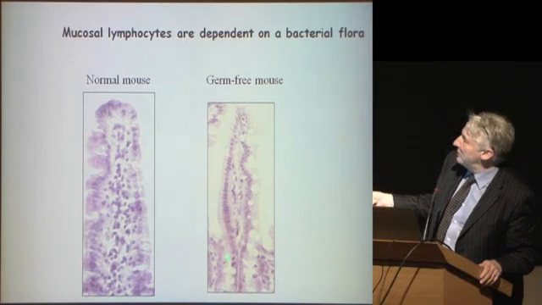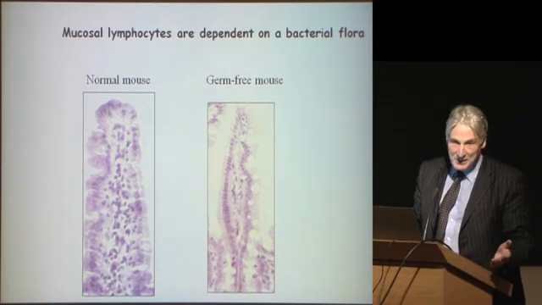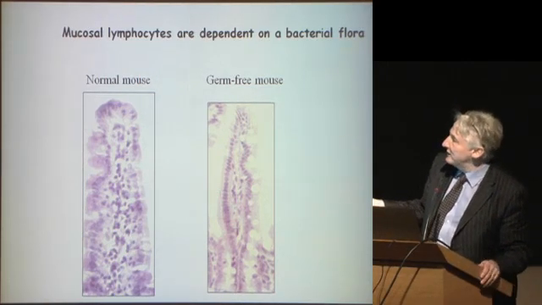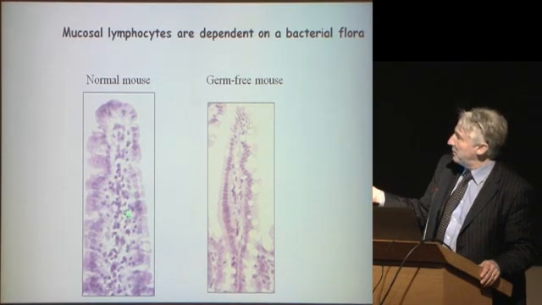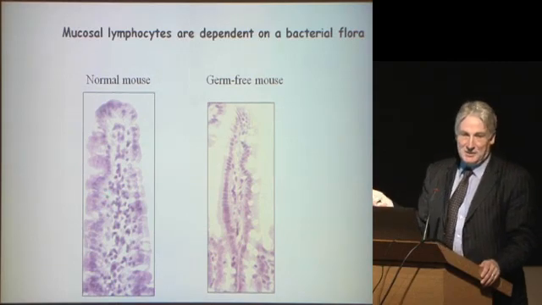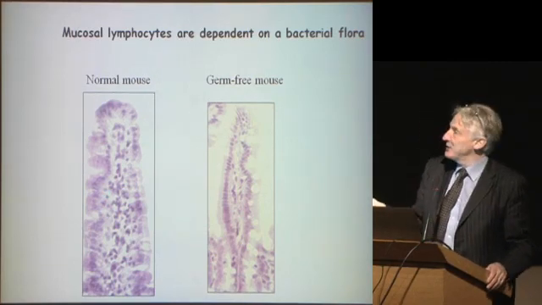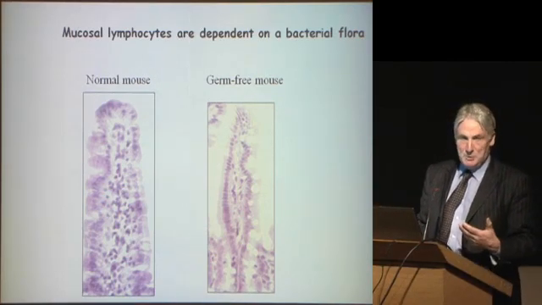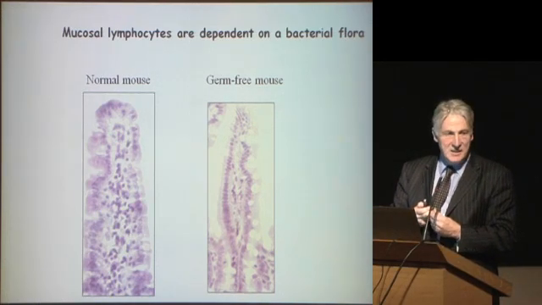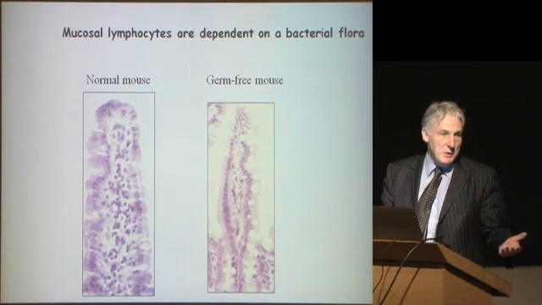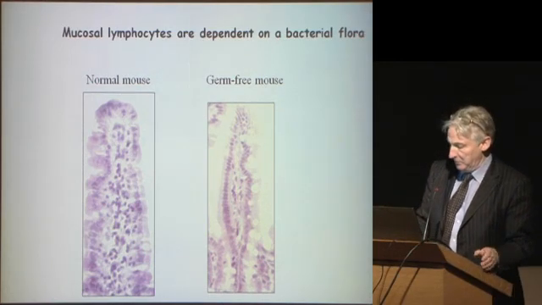So here's a germ-free mouse. They haven't got any immune cells in their gut. There isn't any. And here's a normal mouse. If anyone knew histology anymore, that's a plasma cell there. That's a lymphocyte. So you don't need markers to tell them. So clearly the flora is driving all sorts of immune responses. And we've done quite a lot of work in newborn babies and the fetus. And this happens in people as well. You're born IgA deficient in people.